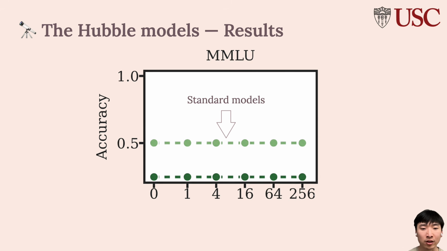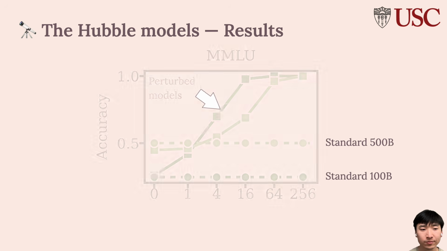Since the standard models are not trained on any perturbations, they're not sensitive to the duplicate counts, and these lines are flat. These are the results of the standard model trained on 100 billion tokens and 500 billion tokens. The model trained on 500 billion tokens performs a little bit better because it's just a better model. At 50% accuracy, it's quite a bit higher than random guessing.